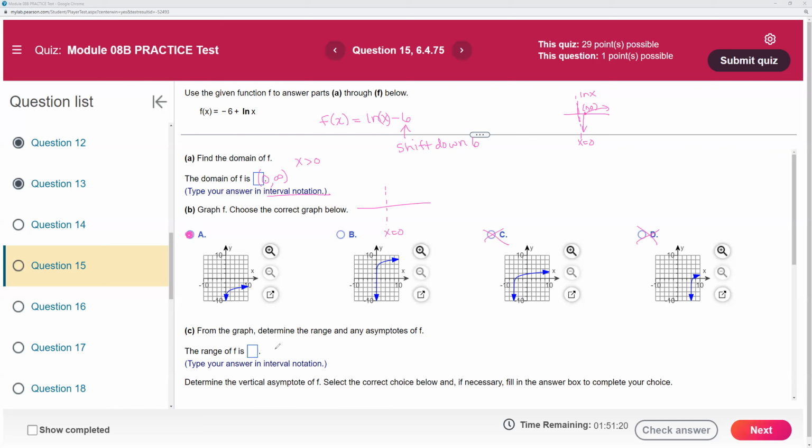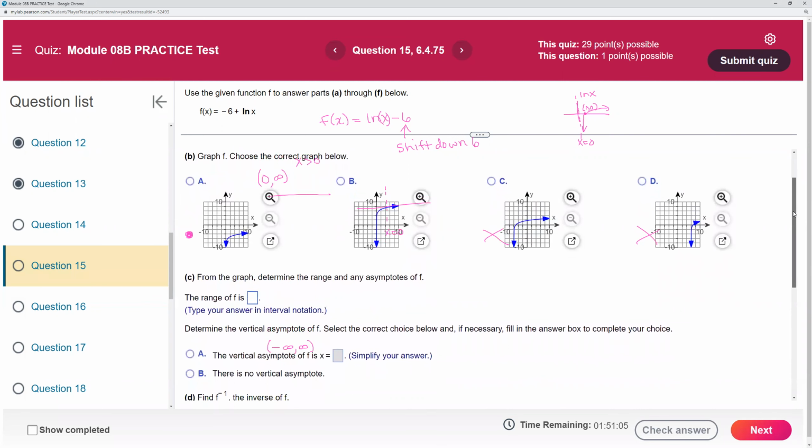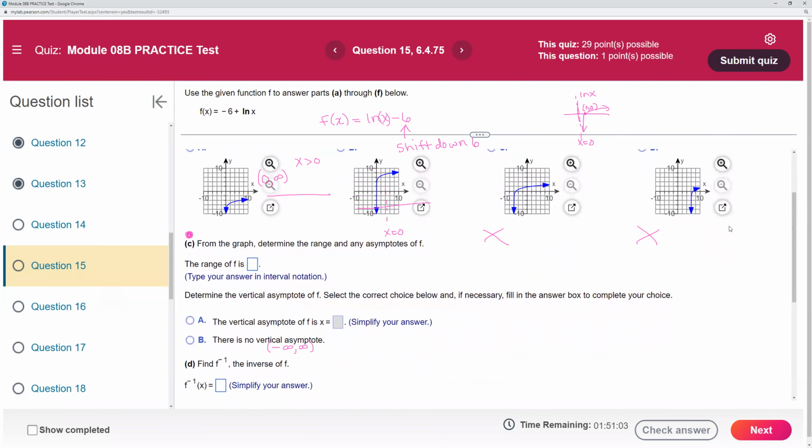The range of a logarithm function is always all real numbers. Okay, so that is negative infinity to infinity. And then we have another part. So let me scroll down. The vertical asymptote we already said is x equals 0, so we can write that in. Now they want us to find the inverse.